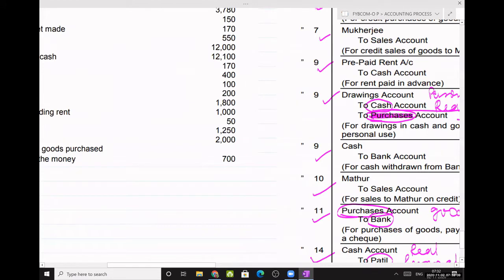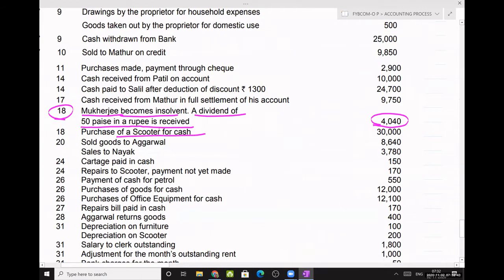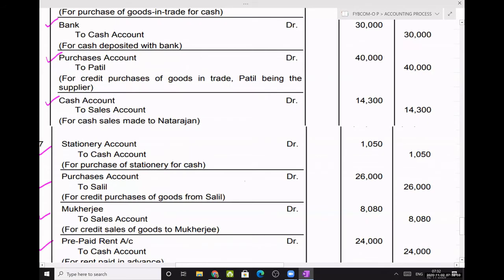Next, purchase of a scooter for cash. Scooter is an asset. Asset is purchased. Asset is a real account. याद रखना. And cash. Okay. 18th.